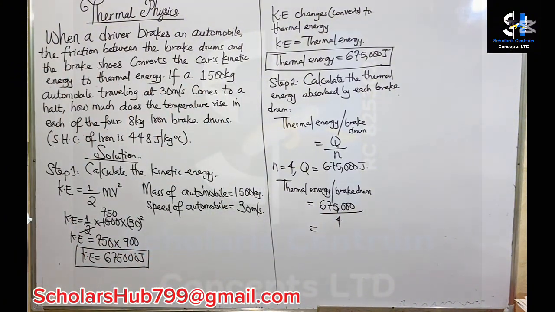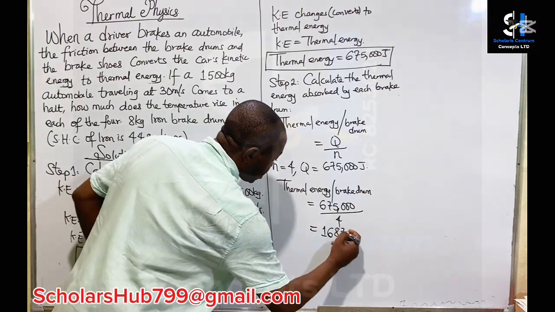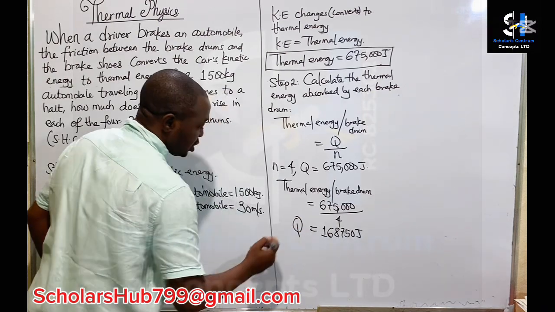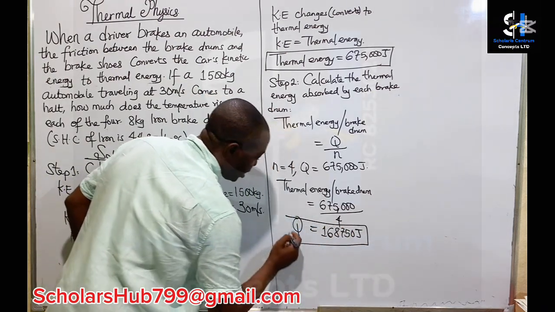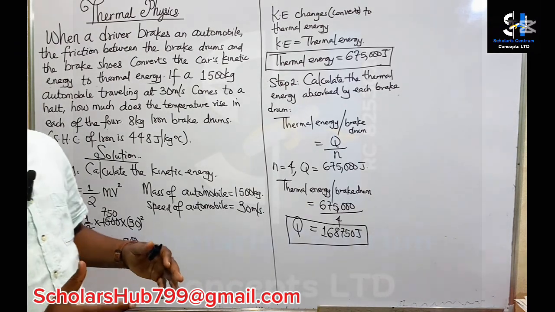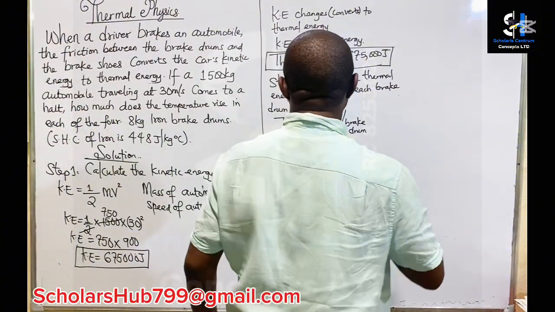When this is divided by 4, we have 168,750 joules. So this is the thermal energy per brake drum, that is, the thermal energy absorbed by each brake drum. So that's step 2.